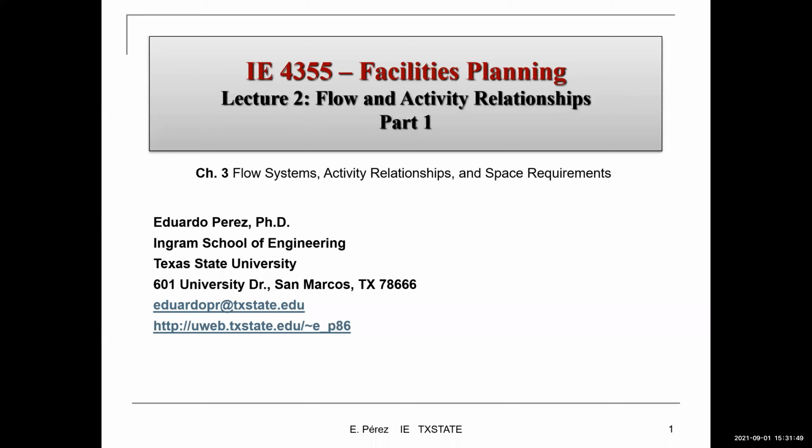Today we're going to transition to a new topic. This is a continuation of what we started discussing in terms of product design, process design, and schedule design. Today we're going to talk about flow and activity relationships, and how that connects with the design of facilities. This material is covered in chapter 3 of your textbook: flow systems, activity relationship, and space requirements.